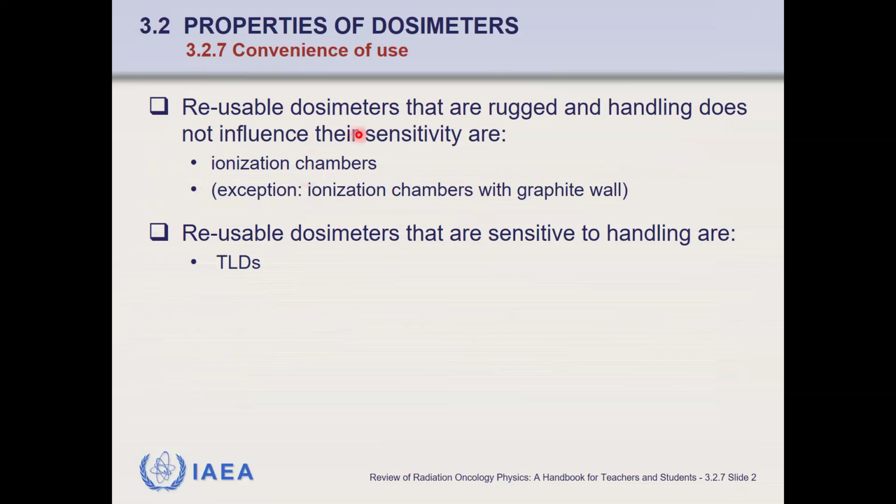So reusable dosimeters that are rugged, where handling doesn't influence their sensitivity, are the ionization chambers. The ionization chamber is a reusable dosimeter, except for ionization chambers with a graphite wall. We can also talk about reusable dosimeters that are sensitive to handling, which are the thermoluminescent dosimeters, TLDs.